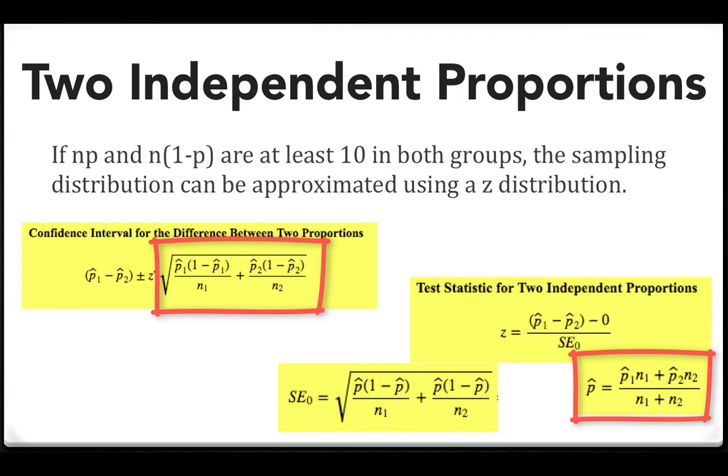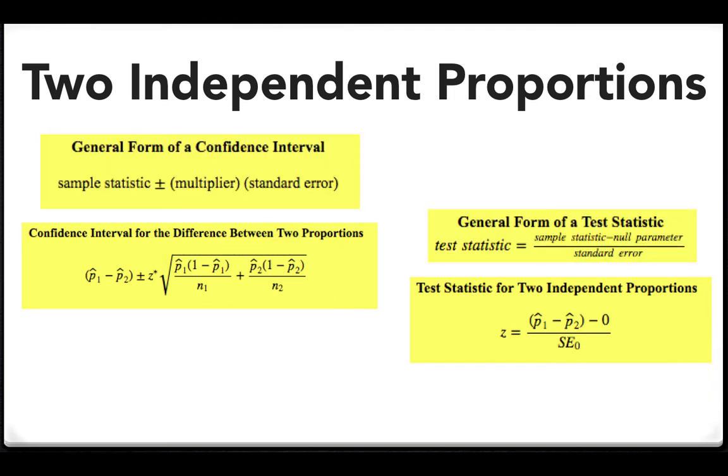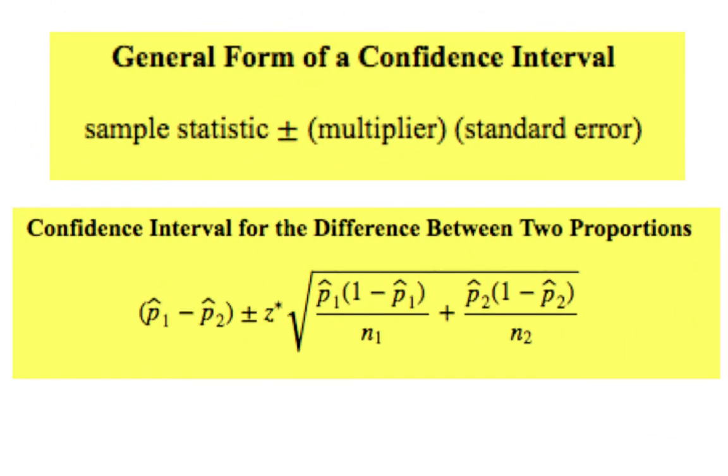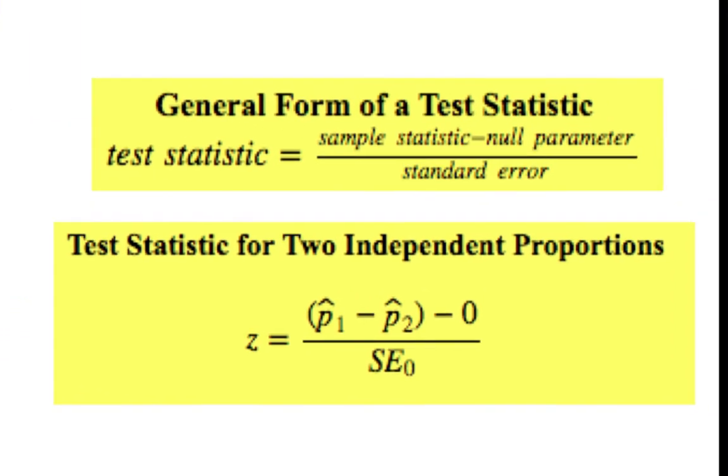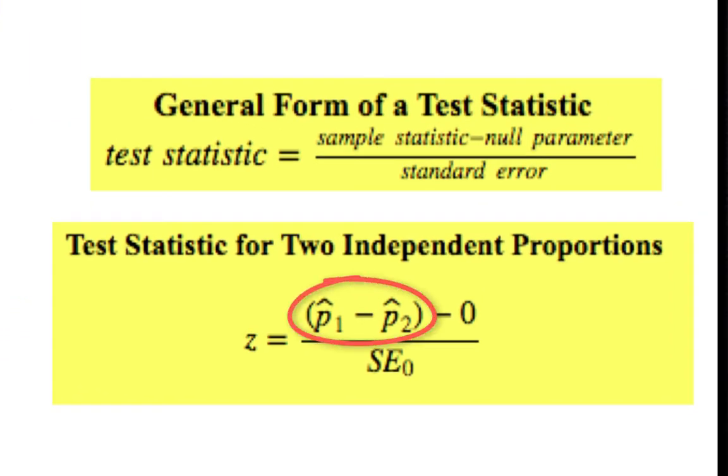You should pay special attention to this when using Minitab Express, because you'll need to tell it whether you want to estimate the proportions separately or if you want to use a pooled estimate. Note how these formulas are similar to the general forms that you've seen before. For the confidence interval, it's still the observed sample statistic plus or minus the multiplier times the standard error. For the test statistic, it's the difference in the sample minus 0, because the null hypothesis is that there's no difference or that the difference is 0, divided by the standard error.